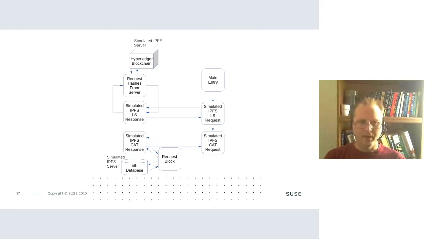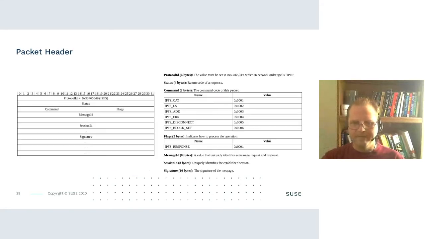So it primarily consists of LS and CAT requests and responses. A basic file request would start with an LS request to the simulated IPFS server. The server would then respond with a list of block hashes based on the file requested. The client then would send CAT requests for the contents of each block, which the server fetches from the TDB database here and responds to the client.